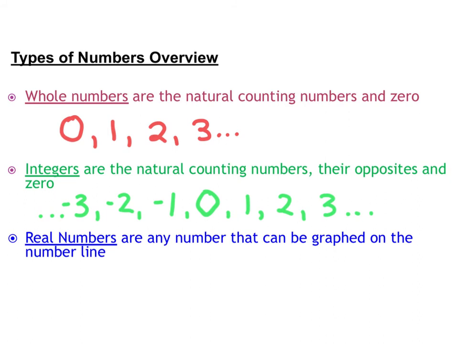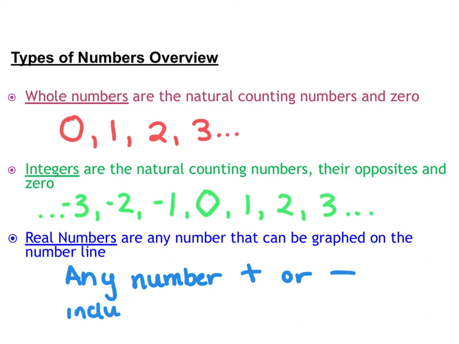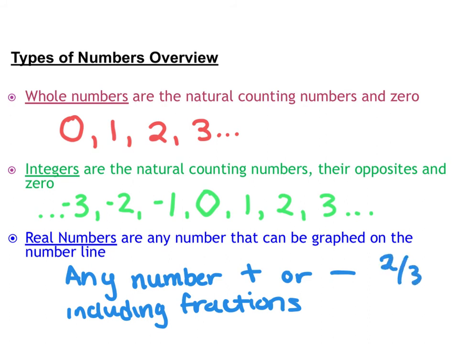And real numbers are the set of basically all the numbers we ever deal with. So this is any number, positive or negative, including fractions. So you could have a whole number, or you could have something like 2/3, -3.2, anything along those lines where we start dealing with our fractions.